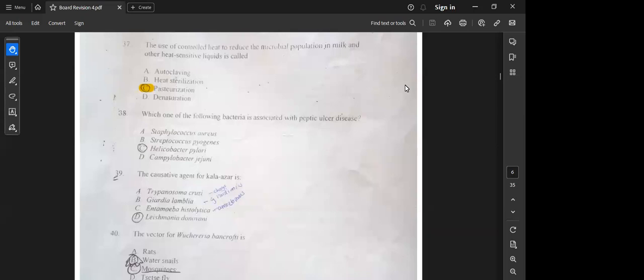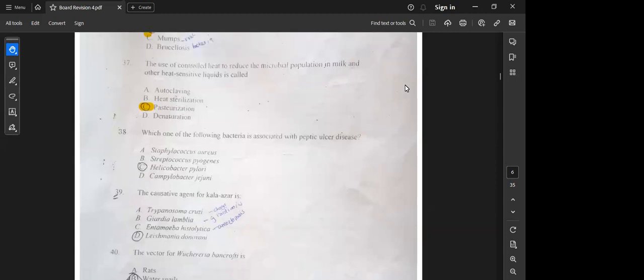Is it gram positive? Is it gram negative? Does it affect the GI? Does it cause food poisoning, something like that? Anyone with information on Campylobacter? Spider-Man is saying it's a gram negative organism. Non-spore forming, and it has a spiral shape. Spiral shaped.